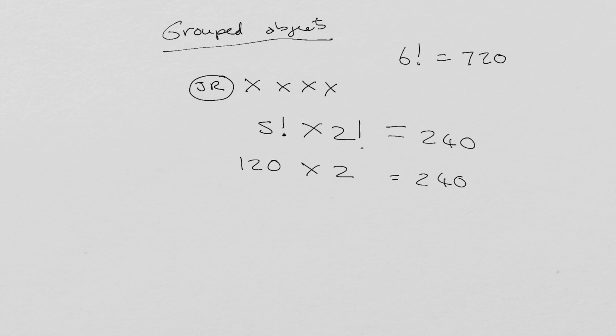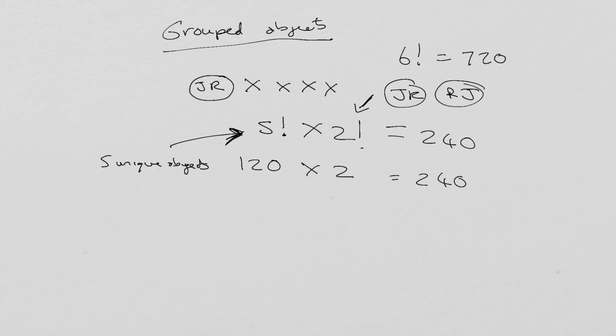So what you have to do with this is count them as a single object, and then we've got 5 unique objects that we're arranging. But they can be either John and Rachel, or Rachel and John. For all 120 ways, you could have John and Rachel, or you could have Rachel and John. So there are going to be 240 arrangements in total.